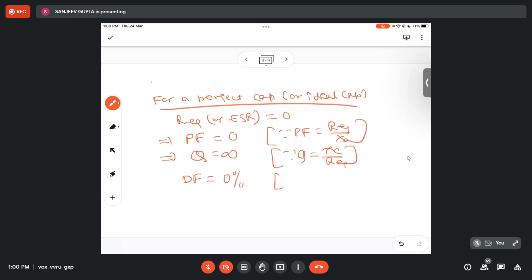Because your dissipation factor is, as we have defined, R equivalent over XC into 100%. So it should be this one.